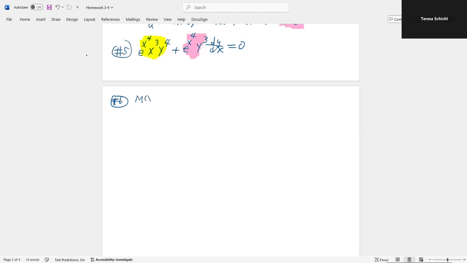This is my step number 6. My new Mxy is equal to e to the x fourth, x cubed, y fourth. Then Nxy is the pink one, so my new Nxy is e to the x fourth y cubed. Now I'm going to do the partial derivative for y. When I do the partial derivative for y, x is a constant. So this is y to the fourth, so this will be 4y cubed e to the x fourth x cubed.